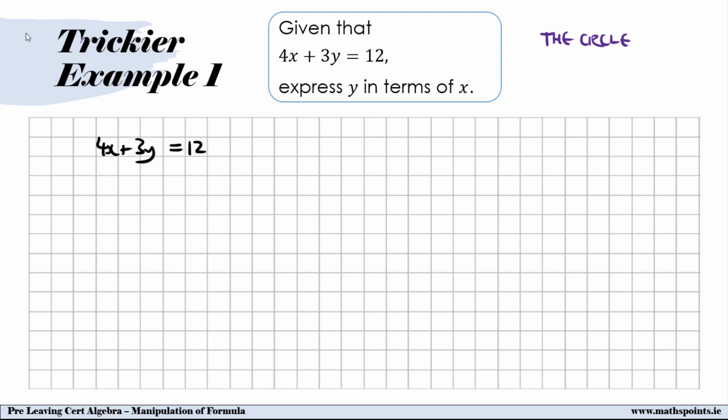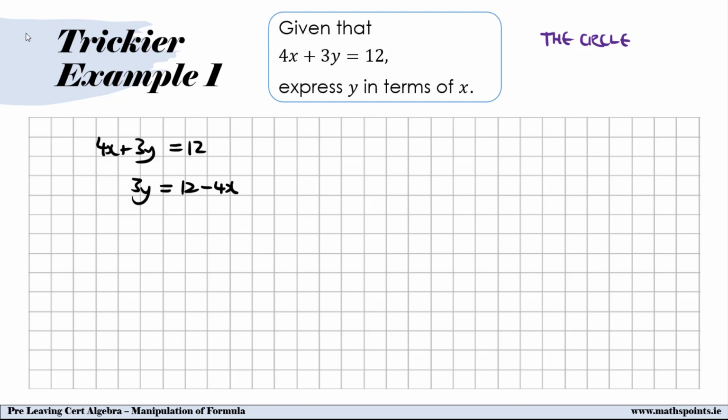So first thing we're going to do is there's a 4x on the left hand side with the 3y, so we want to get rid of that by subtracting a 4x from both sides. So if I subtract the 4x from the left hand side, I'm just left with 3y, and then obviously if I subtract it from the right hand side, I get 12 minus 4x.